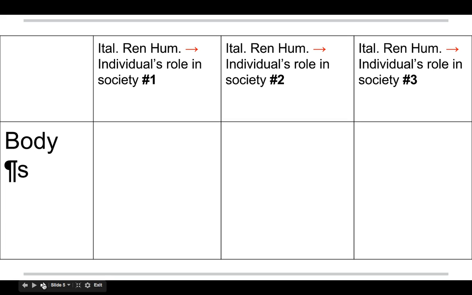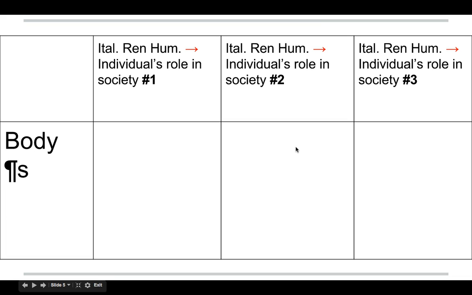This essay prompt is quite simple in that it's not comparative. So you have 3 different columns. Hopefully you can see my cursor here identifying the first way in which Italian Renaissance humanism shapes the individual's role in society, the second way that's true, and the third way that's true. And so here you'll try to just start harnessing details. What's the first way I want to talk about how Renaissance humanism shapes ideas about individualism? Second way in which that happens, and then third way in which that happens.